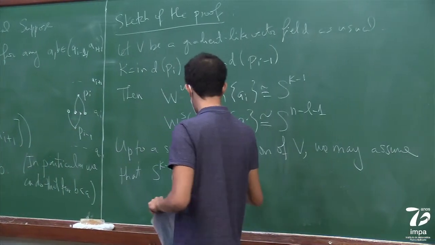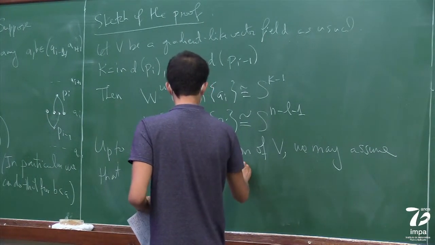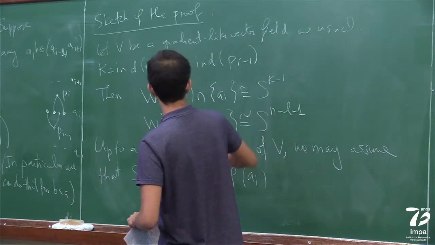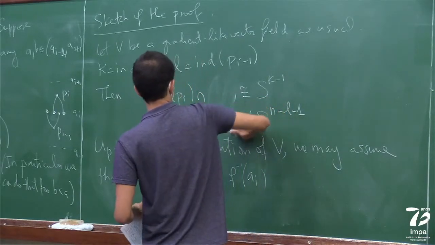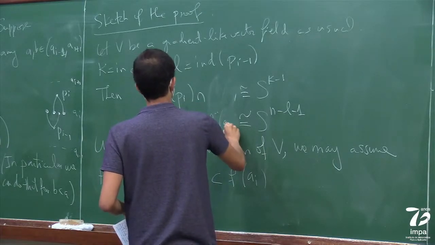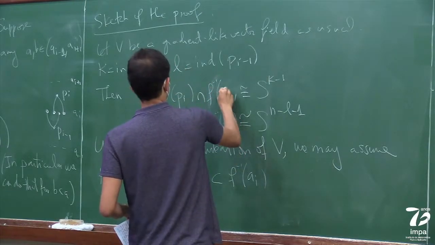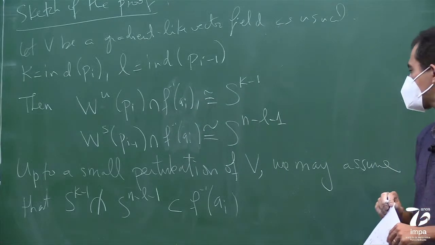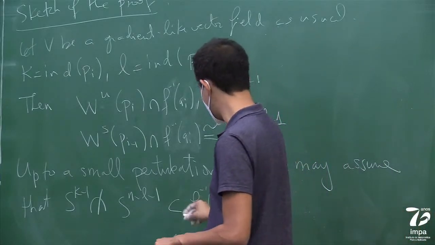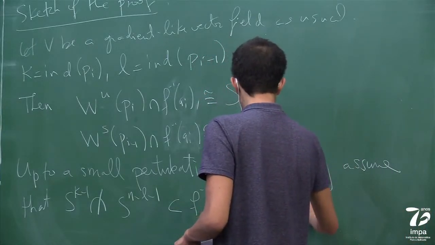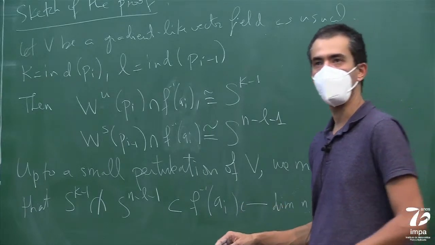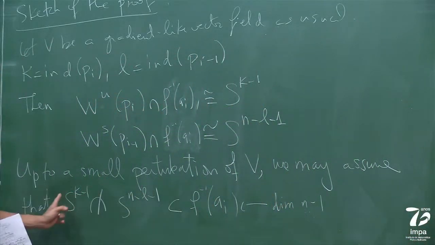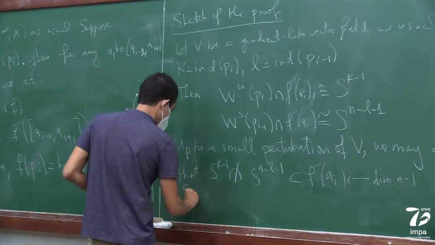Because these guys intersect transversely in the pre-image of AI. Sorry, this is not intersected with AI. It's intersected with the pre-image of AI. Okay? So this is contained in here, but this is a manifold of dimension n minus 1. So at most, these guys don't have enough dimensions to intersect transversely unless they don't intersect. So if they intersect transversely, that means that they don't intersect at all.